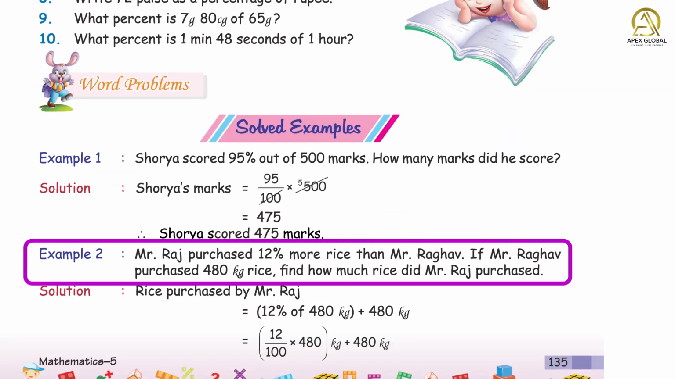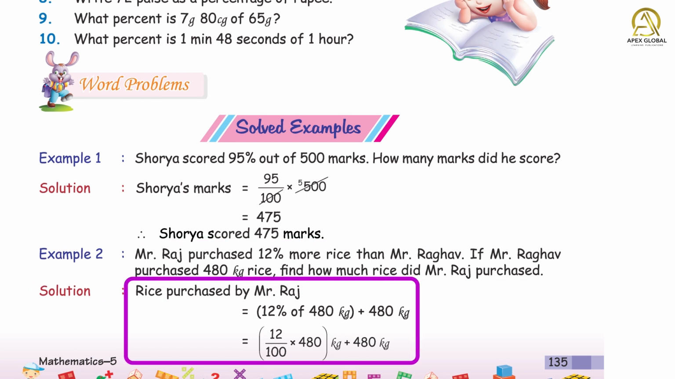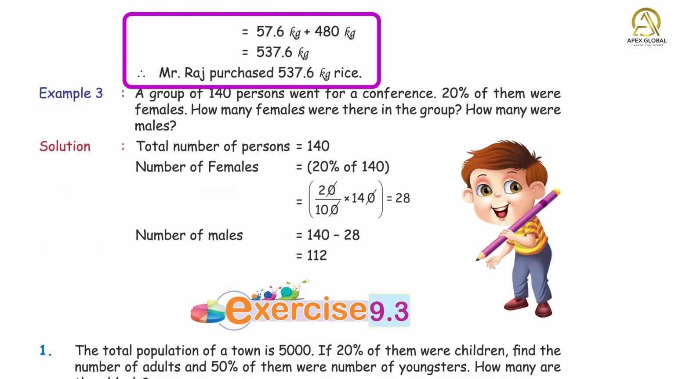Example 2. Mr. Raj purchased 12% more rice than Mr. Raghav. If Mr. Raghav purchased 480 kg rice, find how much rice did Mr. Raj purchase. Solution. Rice purchased by Mr. Raj is 12% of 480 kilogram plus 480 kilogram, 12 upon 100 into 480 kilogram plus 480 kilogram, 57.6 kilogram plus 480 kilogram, 537.6 kilogram. Mr. Raj purchased 537.6 kilogram rice.